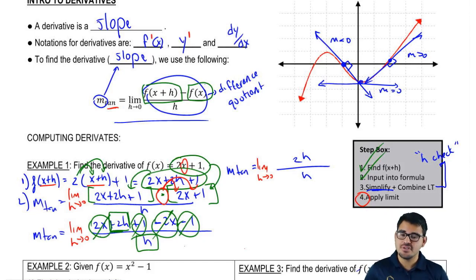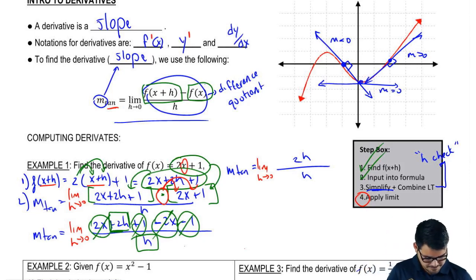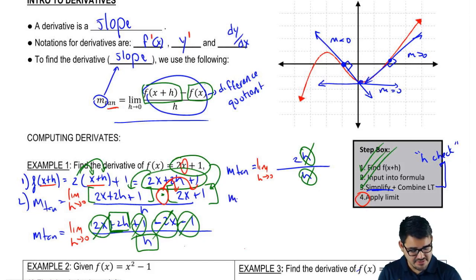So now we have simplified and combined like terms. So right before we apply the limit, what we're going to do is cancel out h's. Right before we apply the limit, we just cancel out h's, and that's part of combining like terms. We're going to cancel out this h with this h, so they're going to cancel. So now that I'm done simplifying, I'm going to set up my equation, what I have left, ready to apply the limit. So I have the limit as h approaches 0 of just 2.